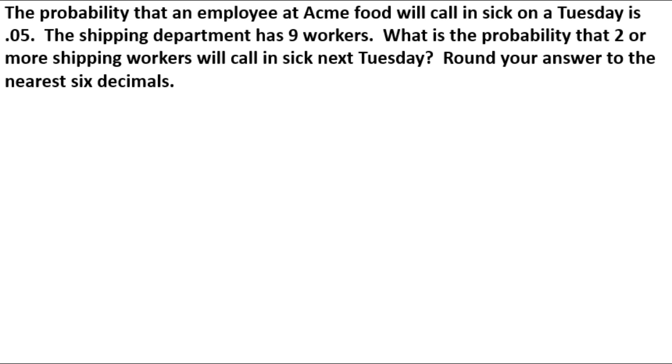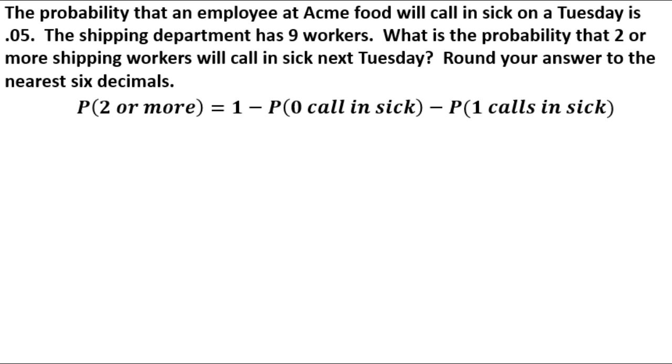But there's an easier way to do it. Remember that the maximum amount that we can have in probability is 1, indicating 100%. So what we can do is find the probability that 0 call in sick and that 1 calls in sick, because that's the exact opposite of 2 or more, and then subtract that from 1. So the probability that 2 or more call in sick is equal to 1 minus the probability that 0 call in sick minus the probability that 1 calls in sick.